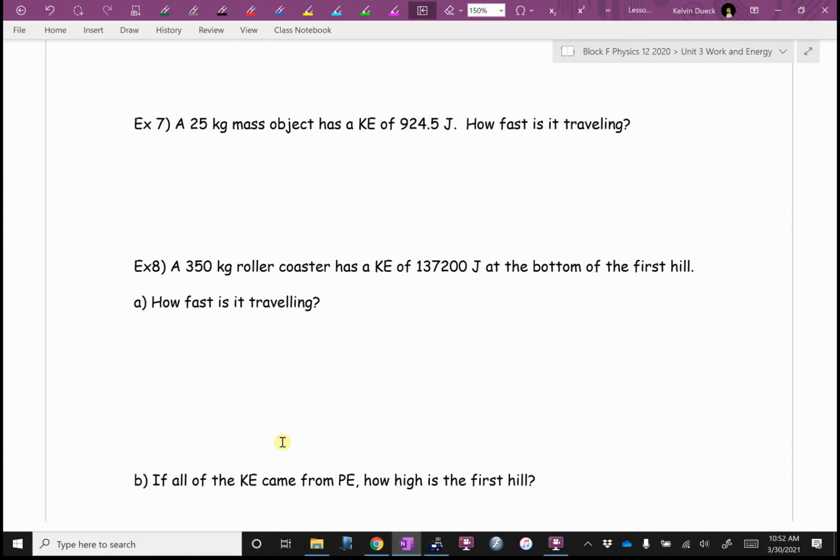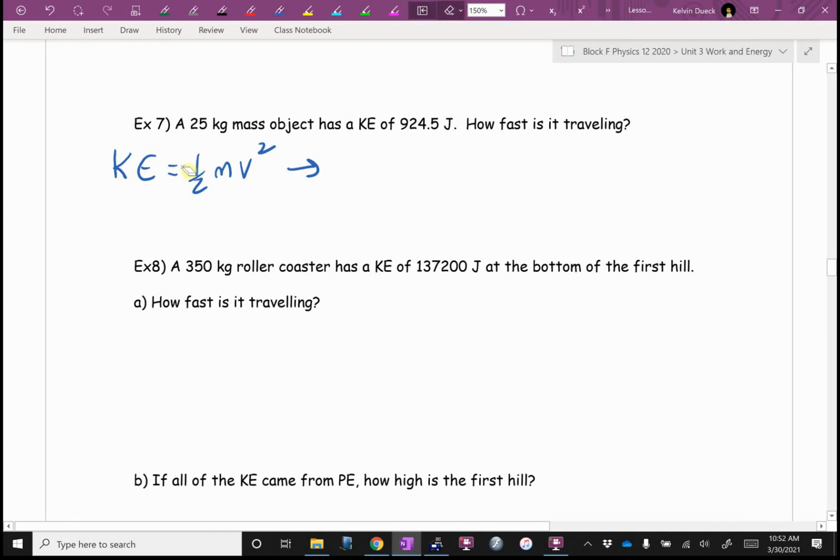So let's write down our kinetic energy equation. KE equals a half mv squared. Okay, how would I get the v by itself? Well, how would I move the m over? I heard someone whisper it. You're right. Divide.